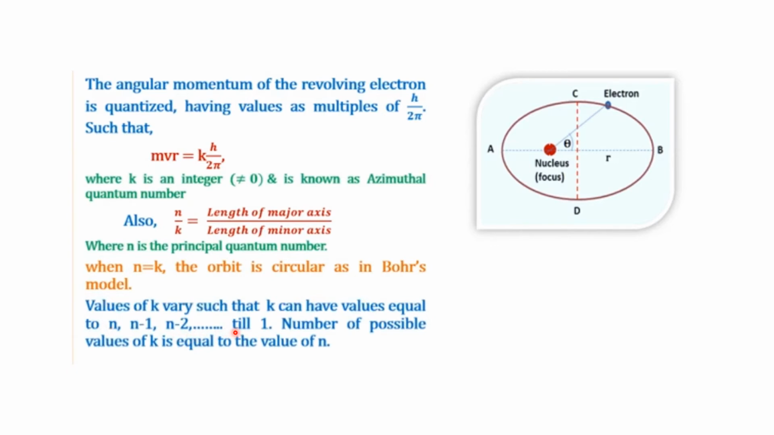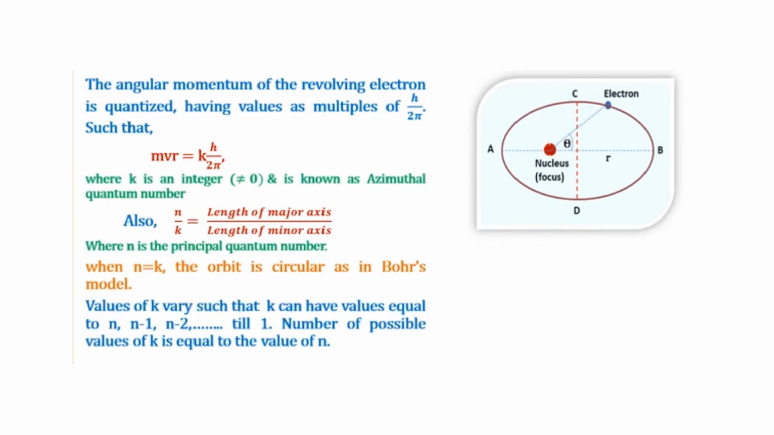So here n by k is equal to the length of the major axis by the length of the minor axis. Here AB is the major axis and CD is the minor axis. When AB is equal to CD, the orbit is said to be circular in shape. So when n is equal to k, the orbit is circular as proposed by Bohr's theory.